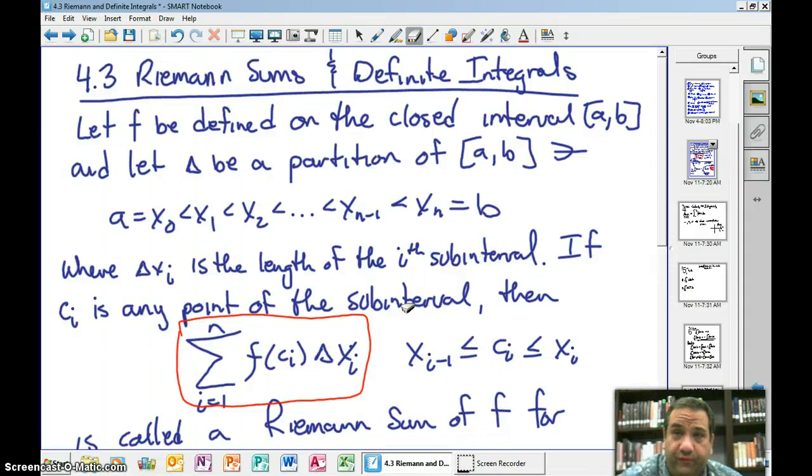Today we're going to talk about video 4.3, Riemann sums and definite integrals. The first part of it is going to be Riemann sums, and I have a worksheet for you. The second part is definite integrals, where you'll get to see some examples.